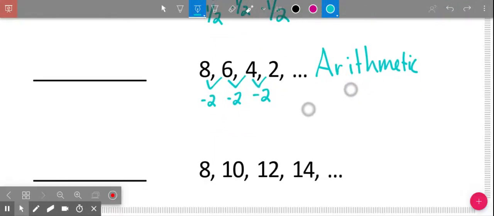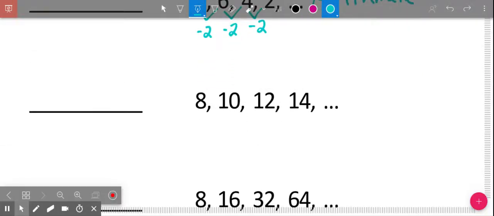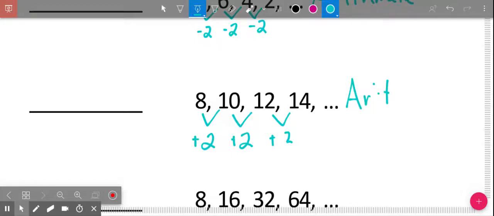So we're just going to keep checking these to see which one. That way we can eliminate some of our options. From 8 to 10, 10 to 12, and 12 to 14, we're adding, we're getting bigger. From 8 to 10, we're adding 2. 10 to 12, we're adding 2. And 12 to 14, we're adding 2. Again, we're adding the same number each time, so this is also our arithmetic family.